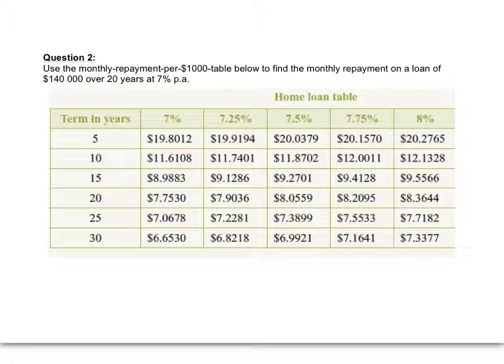Here is a copy of that same table again for you to answer question 2 in your exercise books. Use the monthly repayment per $1,000 table below to find the monthly repayment on a loan of $140,000 over 20 years at 7% per annum.